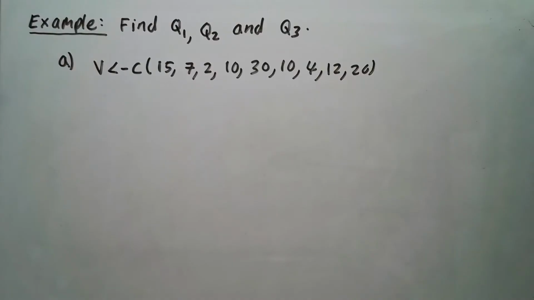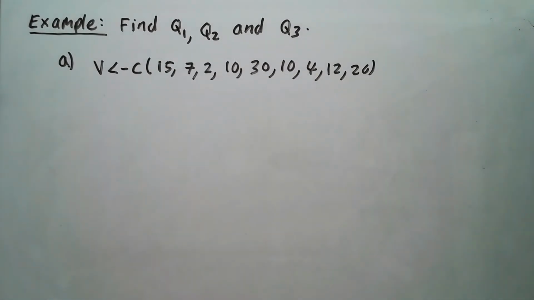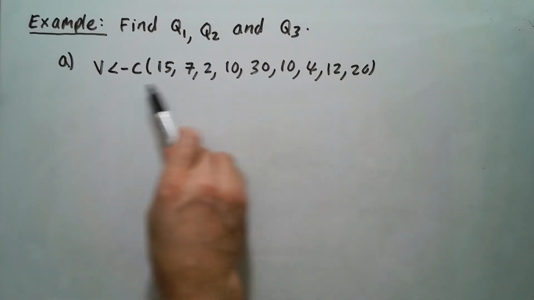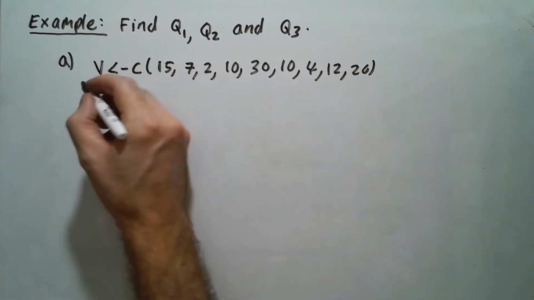Okay, so here's our first example. So we've defined Q1, Q2, and Q3. Here's our vector of numbers. The first thing to do is arrange them from smallest to largest. So let's call it dA.